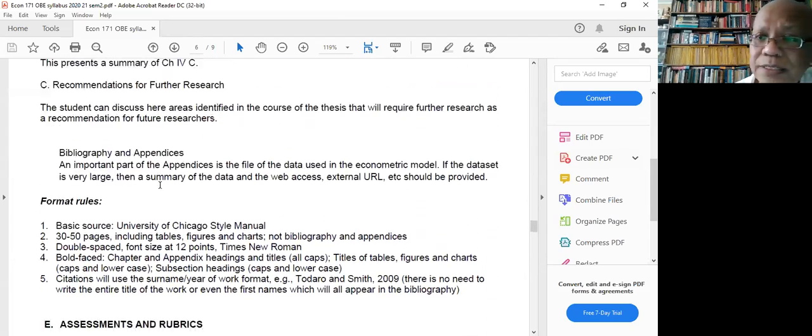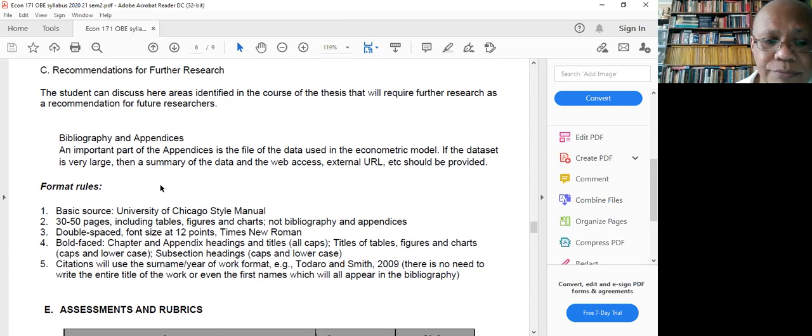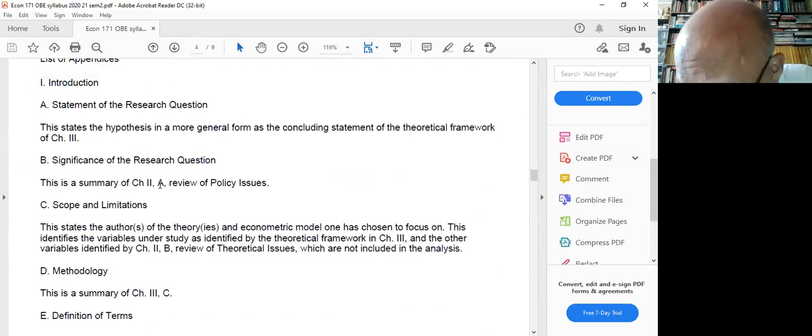Sa appendices are numbered. Appendix A1, Appendix A2, Appendix A3. Tapos, nakalista yung titles ng appendix. Okay. Okay. O any questions?